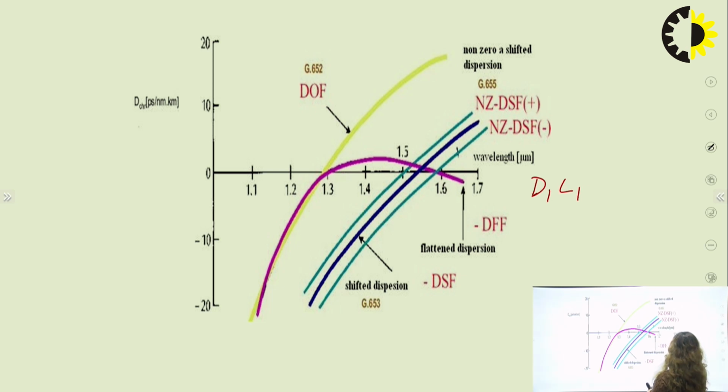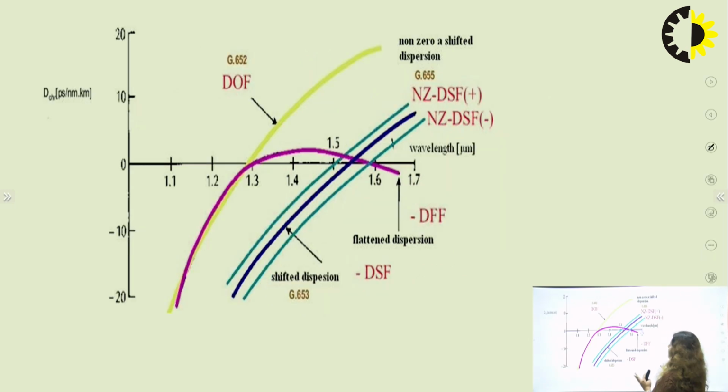So here there is a relation D1L1 plus D2L2 is equivalent to 0. So the dispersion is shifted and the dispersion can be compensated with the help of a special type of fiber which is called dispersion compensating fiber. At this point, 1.3 micrometer or 1310, we have zero material dispersion. You can see in the graph, the violet line, the dispersion is considered as zero here.